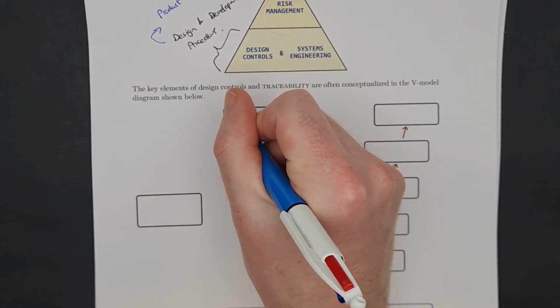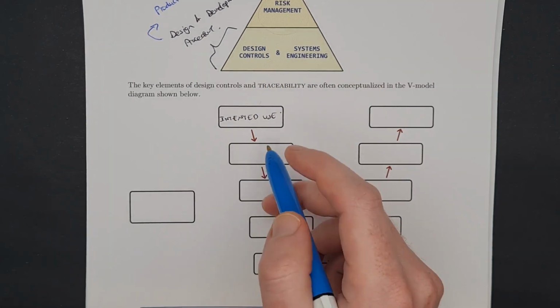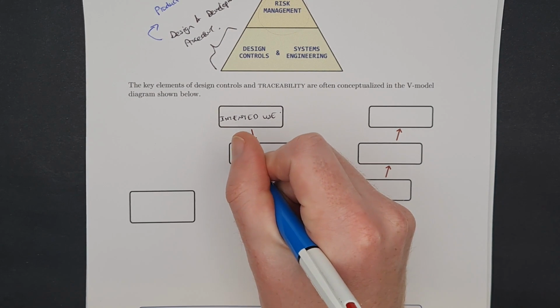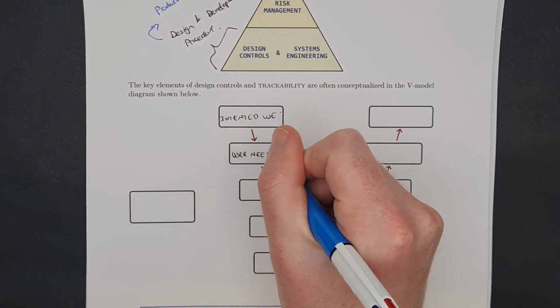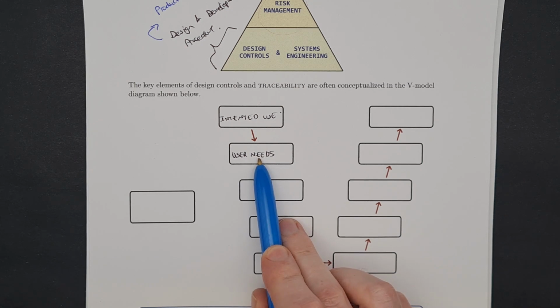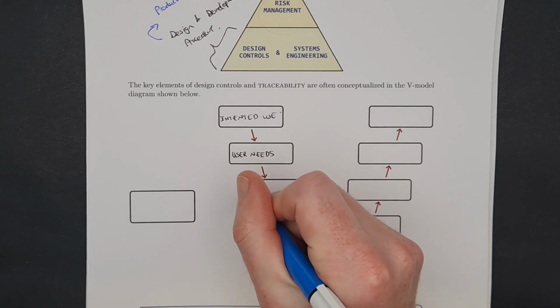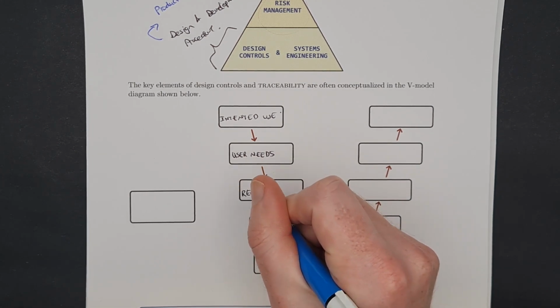And where you're meant to start is intended use. This is just a statement of what the product is intended to do. From our intended use, we'll draft what are called user needs statements. These are basically subjective statements that describe the needs of the user as opposed to the solution that's offered by the product. The next step is requirements.